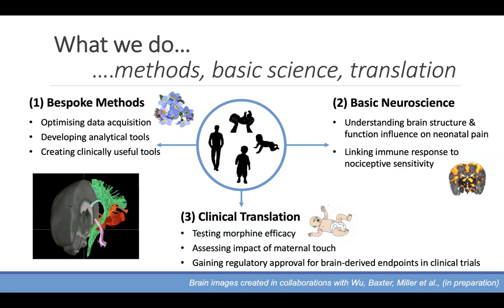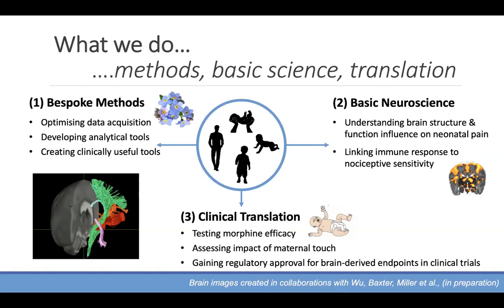The methods development is coupled with some basic neuroscience. So how can we better understand the basic underpinnings of pain, and when does it mature and develop? And then to start asking some interesting questions associated with that. For example, how does early life inflammation moderate these responses? And ultimately, what we want to do is be able to translate these kinds of methods into a clinical setting.